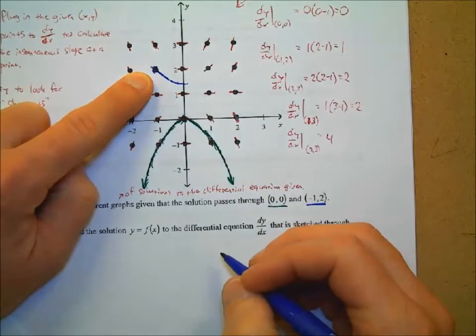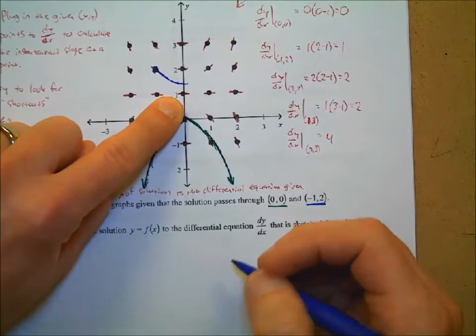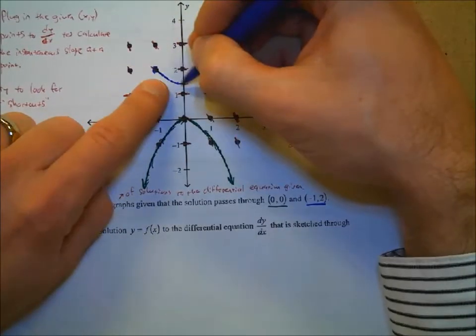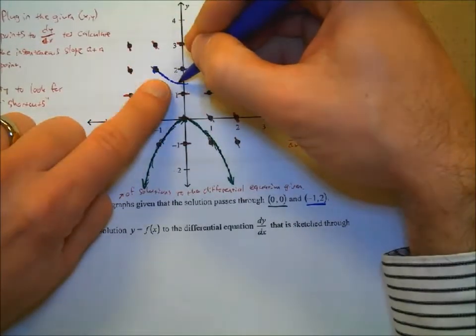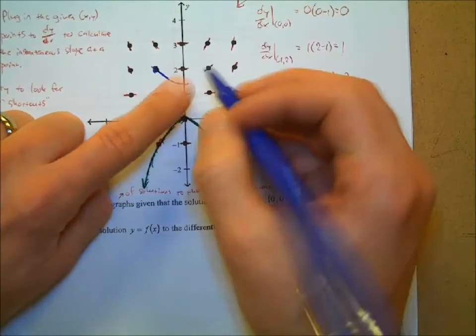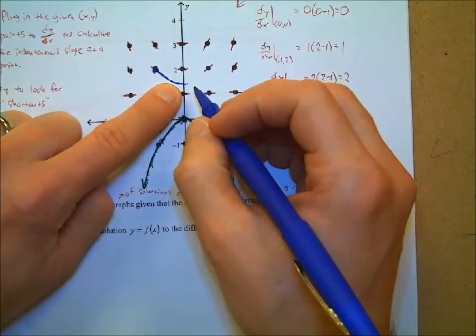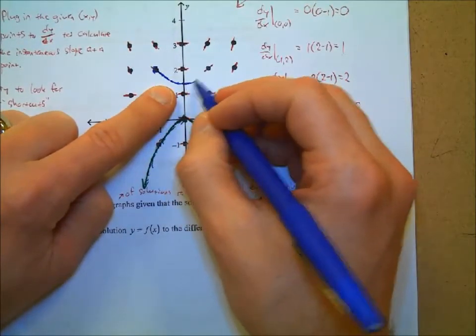Now look, I'm not hitting 1. I don't need to hit 1. I just need to show that I'm decreasing and then gradually going to a slope of 0. And then beyond this, what should I start to do now? Increase.